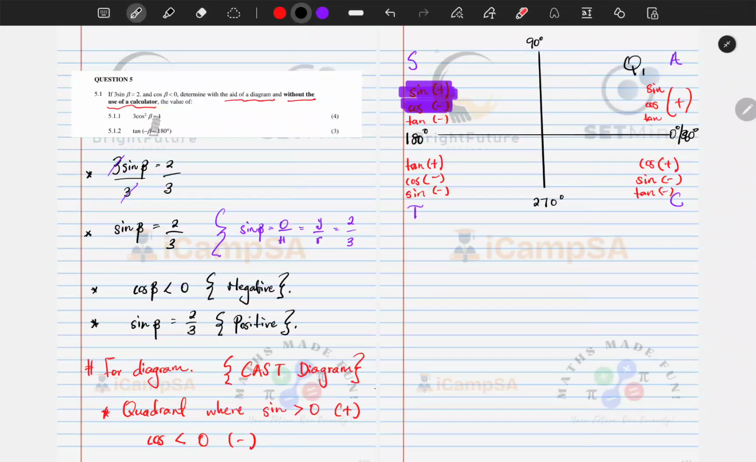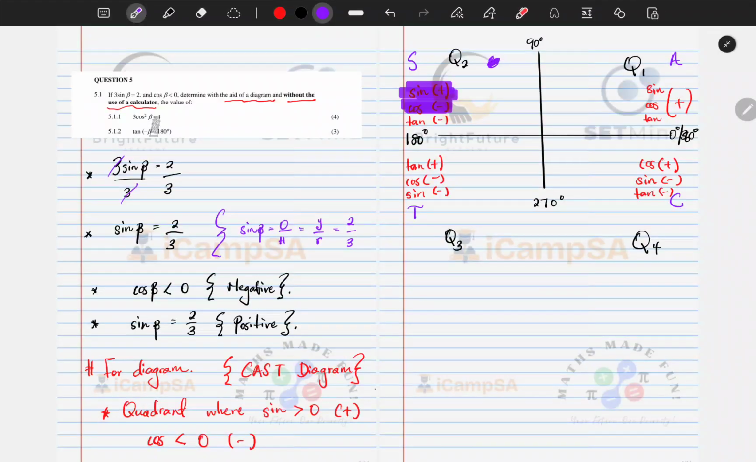This is quadrant 1. This is quadrant 2. This is quadrant 3. And then this is quadrant 4, right? So that means that I'm going to be existing at this position, right? So this is going to be my point. So I'm just going to draw the triangle here.